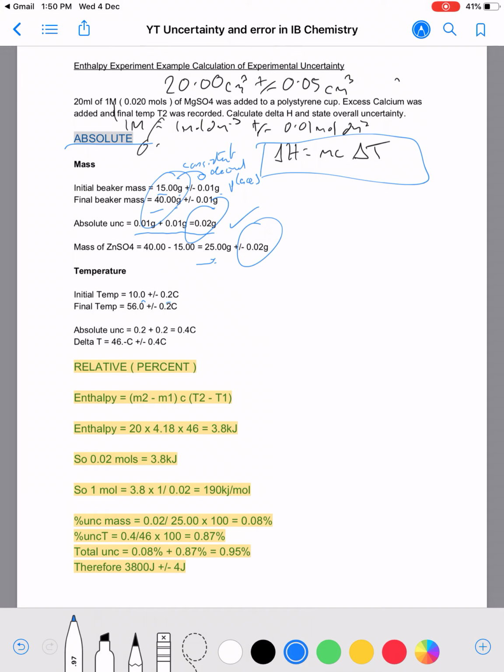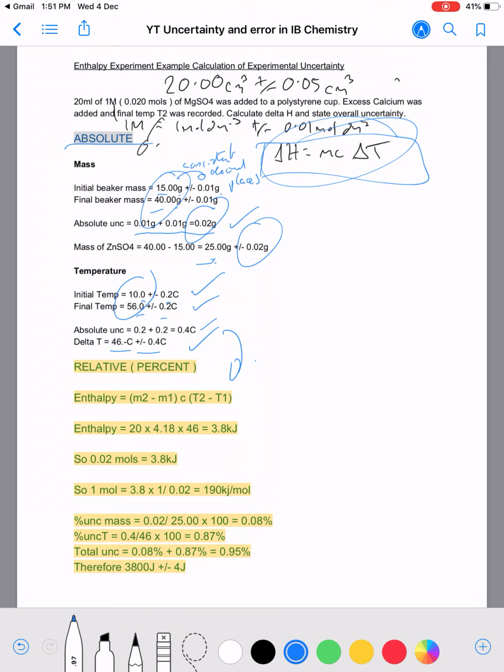10.0, 0.2, consistent decimal places, tick. 56.0, 0.2, consistent decimal places, tick. The absolute is add them together, 0.4, so it's 46, the delta T, the change. 56.10, the difference is 46, plus or minus 0.4 degrees C. You with me? Excellent.